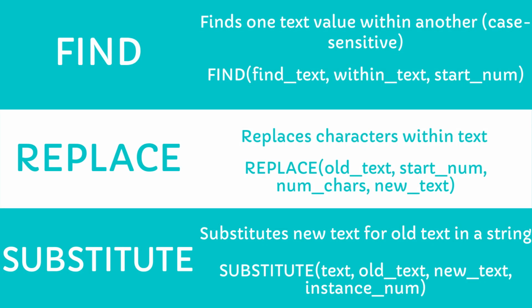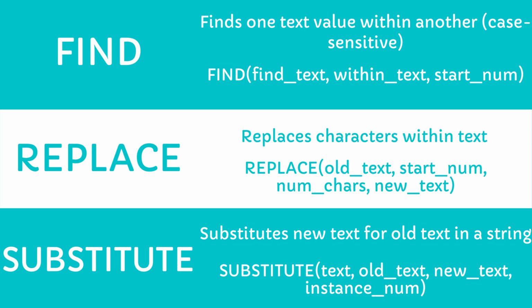Now comes the second set of text manipulation functions. These are the find, replace, and substitute functions. The find function is pretty basic, where it finds one substring in another string, and in Excel it is usually case sensitive. So for example, in the sentence Sachin hit a 6, we can find out the substring 6 in the string Sachin hit a 6.